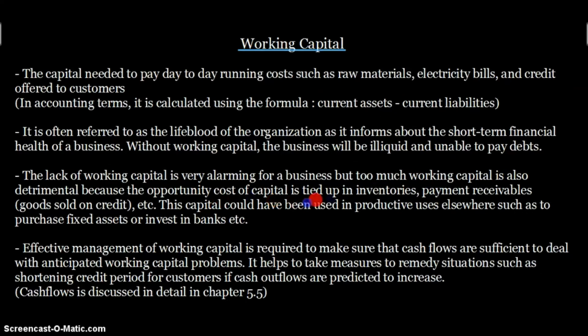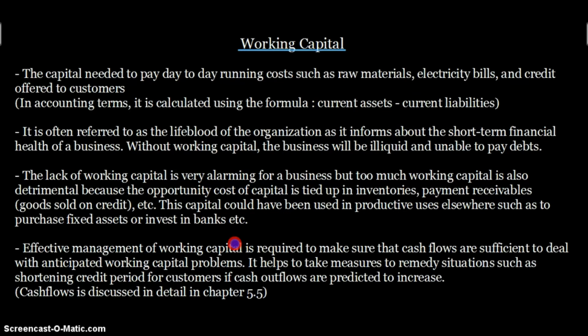So your capital is tied up in inventories and your payment receivables. You could have used this capital in productive uses elsewhere, such as to purchase fixed assets or invest in banks. Instead of overstocking your inventories, you could have invested that in purchasing fixed assets or investing in banks. So that's what we meant about opportunity cost, and why having high working capital is also bad.